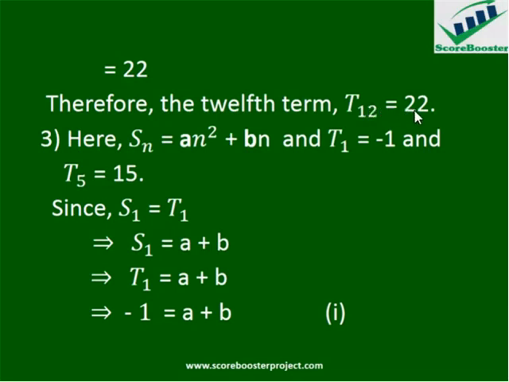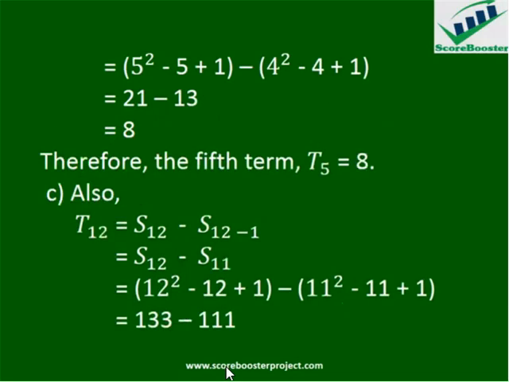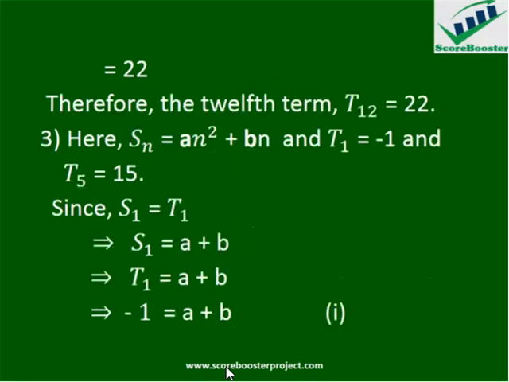So here we know the value for the first term to be 1, the value for the fifth term to be 8, and the value for the 12th term to be 22. So here we can also find the value for the second term up to any term.